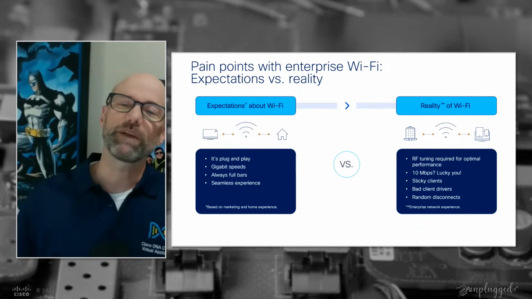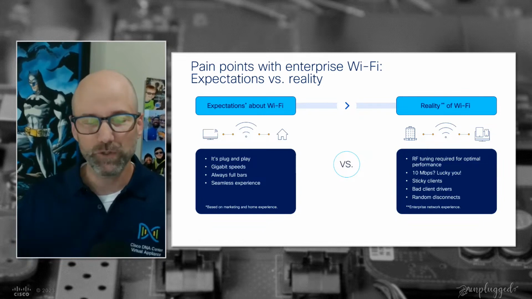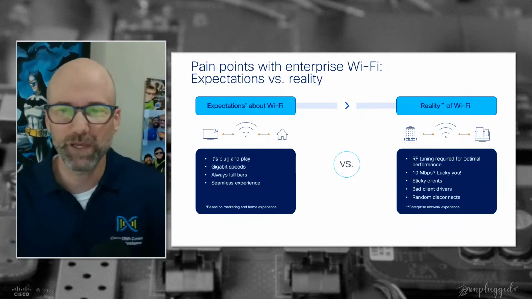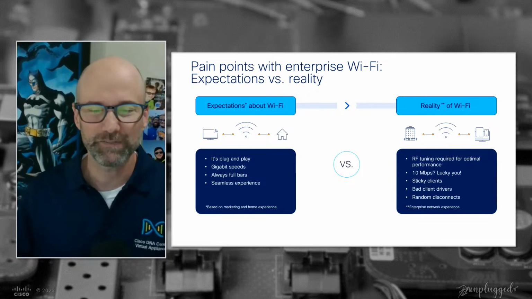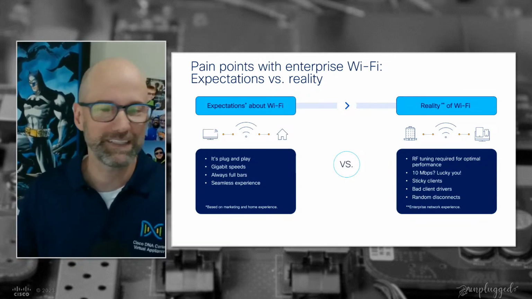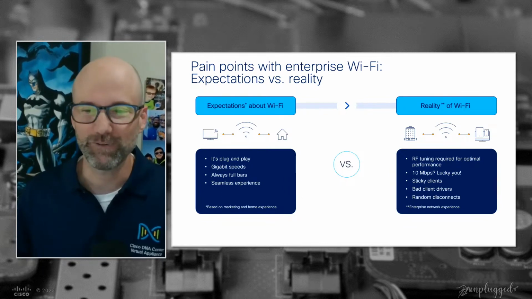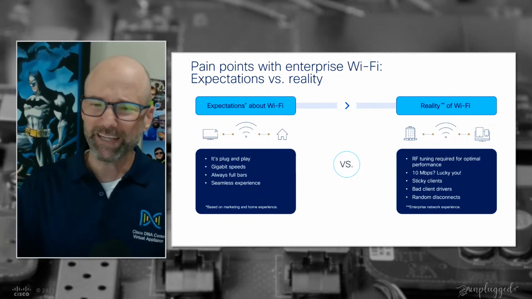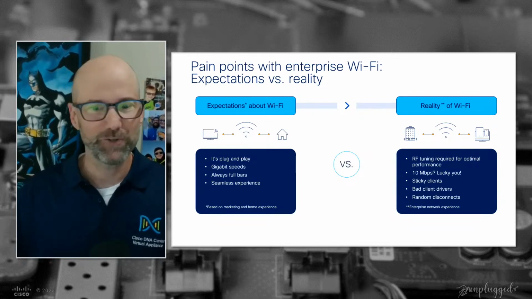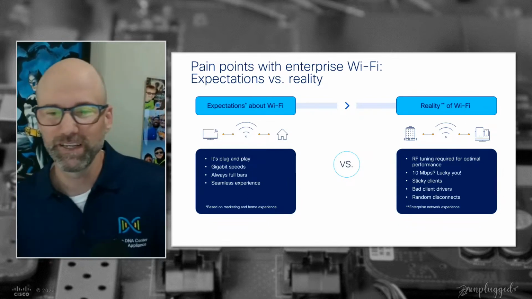When we know then the reality is, RF tuning is usually required. Unless you're in some single-story building with just yourself and you only have one floor, no challenges, high ceilings, high density, anything like that. And maybe you get 10 megabits per second in a high-density deployment. Hey, man, you're doing great, right?